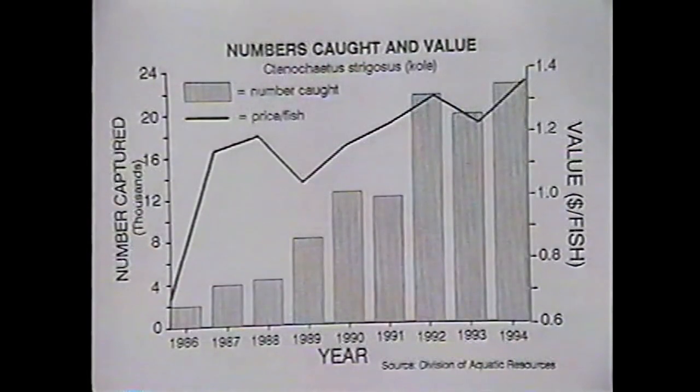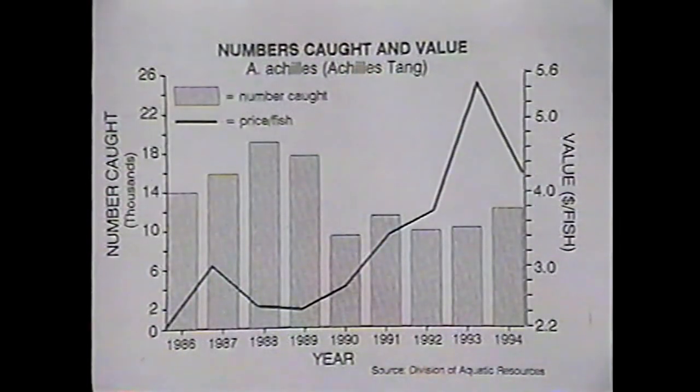The number two species collected is a little golden eye, kole. Again, a very similar pattern: price going up, numbers going up, following the pattern of permits going up as well. Not every species shows that pattern. Just to give you an example of one that doesn't, this is the number three species in terms of numbers caught, Achilles tang, or pakuikui. The numbers on that one are fluctuating. They're not going up and up. Whether this means they're running out of them or not, the price spiked in 93 and then started to go down. It's hard to really interpret what's going on here.